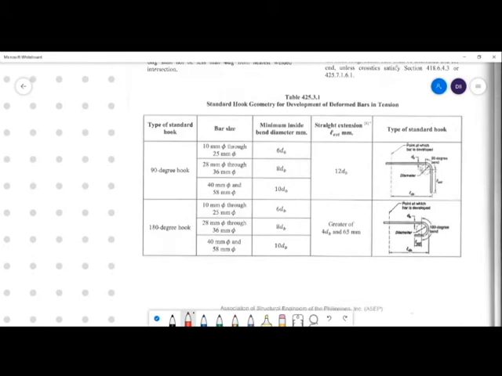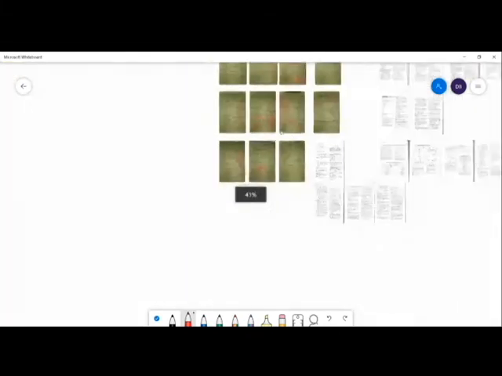This one. 6 times dB, so the distance from here to here will be 6 dB, the diameter of that big circle. Also the same with the 180-degree bend. So let's go back here.